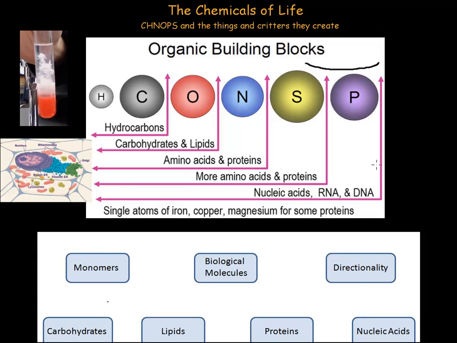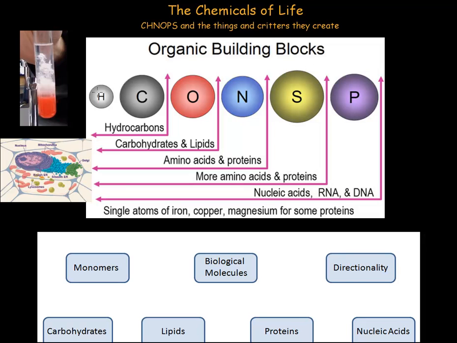Hello, what I'm going to do right now is talk about the chemicals of life for biochemistry. Start with CHNOPS. CHNOPS is a way to remember the elements that are important in terms of life. This is a picture that I found a few years ago that shows pretty well what's going on.